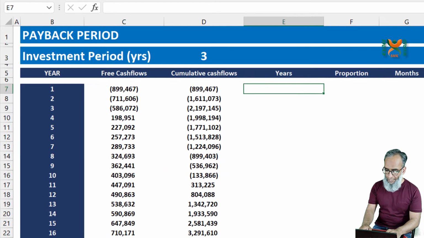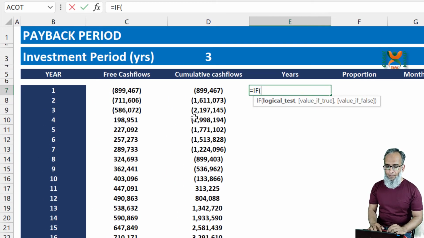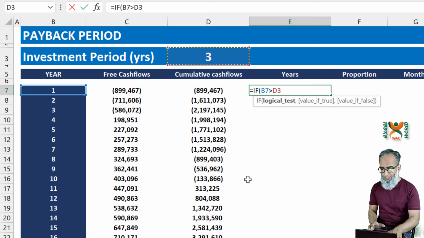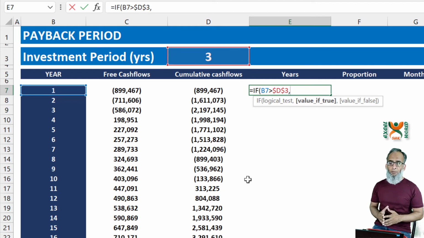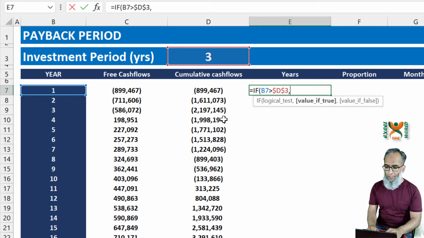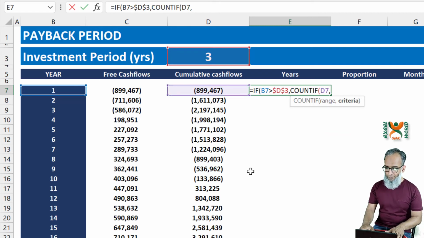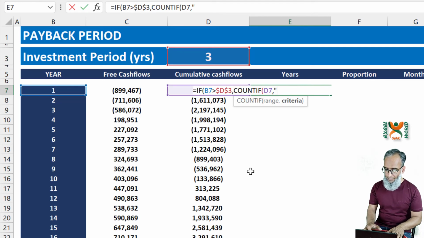So we will write our logic as if your year is greater than your construction period, press F4, and if this is true, then we will see that if your cumulative cash flows are still negative, which means that your payback has started but it has not completed. So this will be your first payback period. So we are going to write the formula COUNTIF, your cumulative cash flow, inverted comma, less than 0 and bracket close.